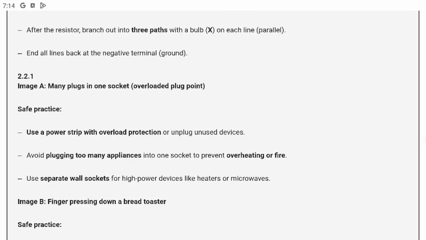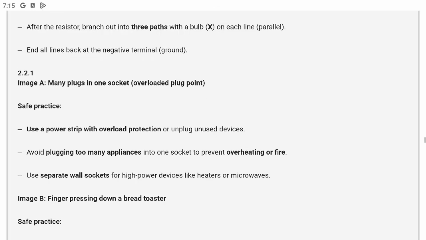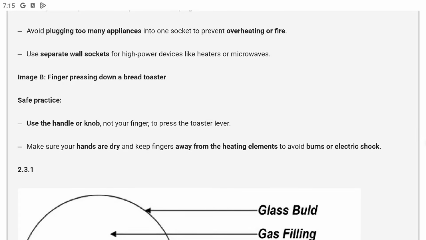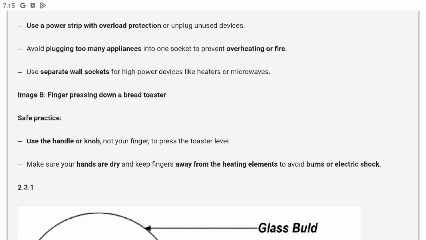Use a power strip with overload protection or unplug unused devices, right? The second one says avoid plugging too many appliances into one socket to prevent overheating or fire. Use separate wall sockets for high power devices like heaters or microwaves. Okay, image B says use a handle or knob, not your finger, to press the toaster lever. Make sure your hands are dry. We saw that person was dripping with water, so you should make sure the hands are dry.